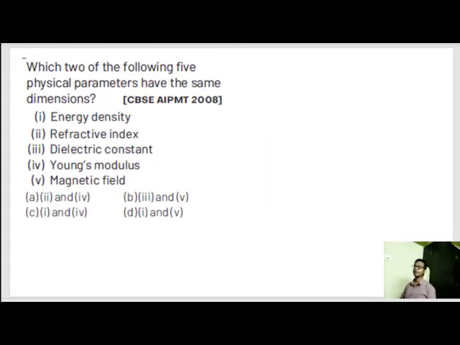Which of the two physical parameters have the same dimension? This is also option checking. I'll derive the entire thing, but the correct answer is option 1 and option 4. How? Energy density. Let's write the formula for energy density. Energy density is nothing but energy by volume.